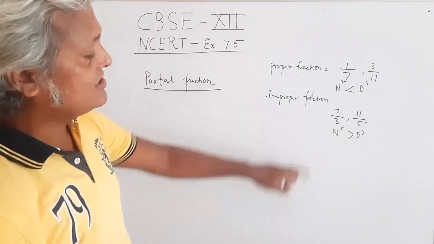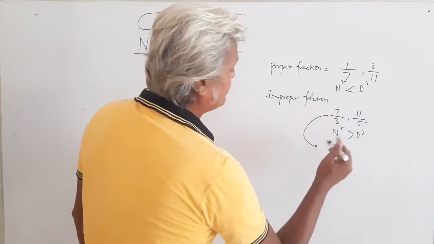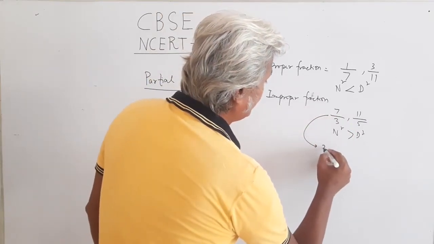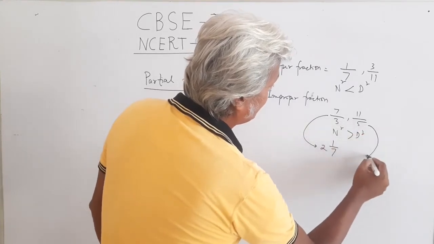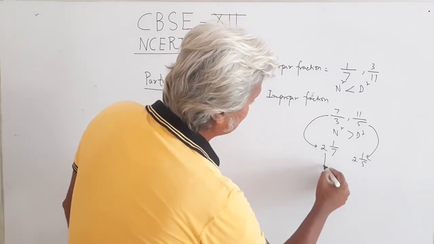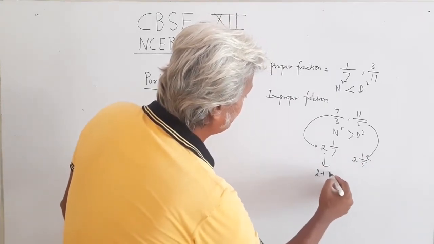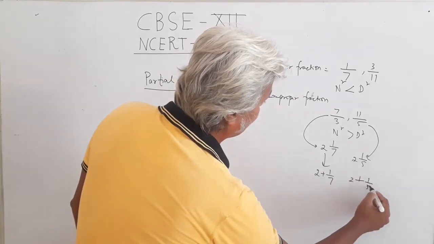And these fractions can be expressed as mixed fractions, like 7 over 3 can be written as 2 1 by 3, or 11 by 5 can be written as 2 1 by 5, and this 2 1 by 3 can be written as 2 plus 1 by 3, and this is 2 plus 1 over 5.